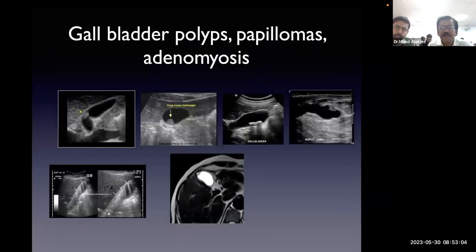Okay. Yes. This is what I meant by a gallbladder polyp. This is the polyp of the gallbladder. This is the stone.